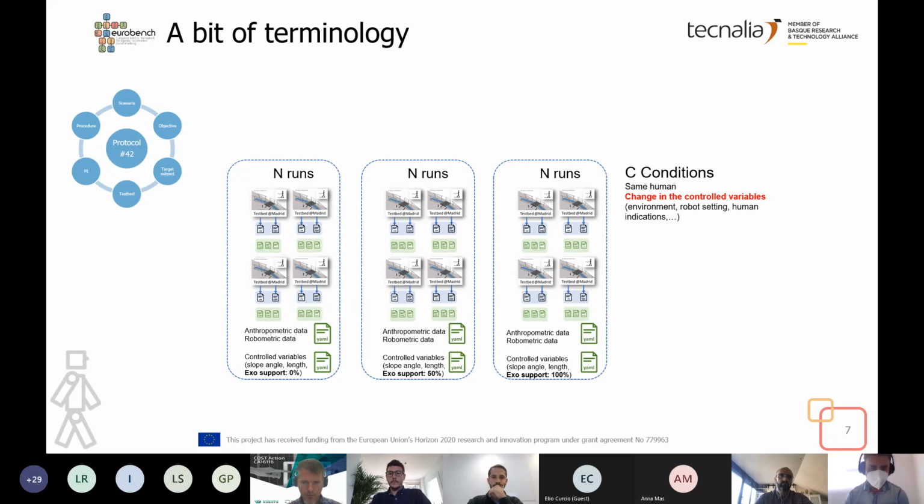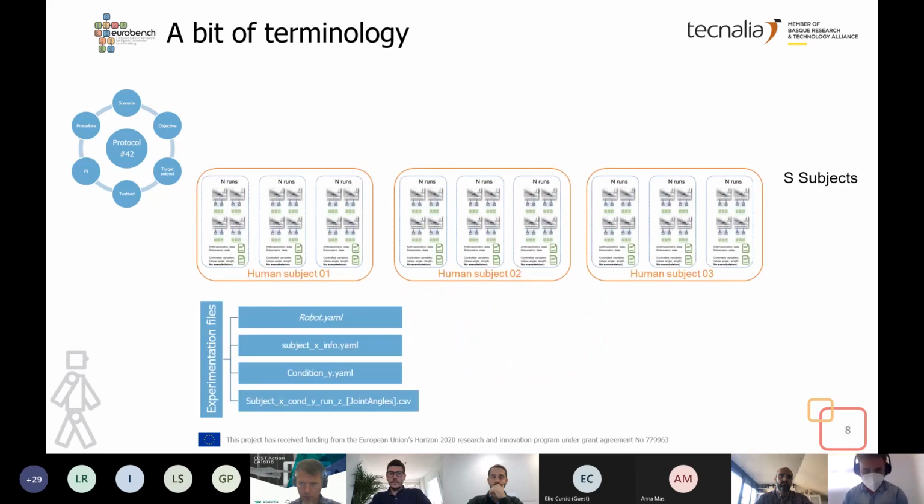And if we modify one of these variables, we are changing the condition. In the example in the figure, we are varying the support of the exoskeleton, and we have three conditions there. And even more files if we decide that we are going to test our prototype among different human subjects. So in the end, we have a huge amount of experiment files.